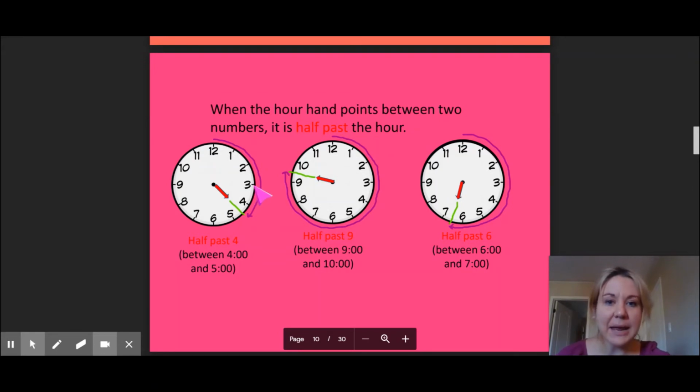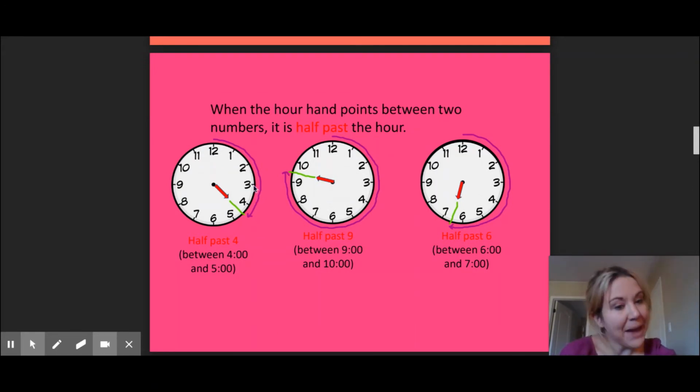When the hour hand points between two numbers, it is half past because it's halfway between two numbers, okay? So here the hour hand is pointing between which two numbers? That's right, the hour hand's between the 4 and the 5. It's right in the middle, halfway. Okay, so it's between the 4 and the 5.